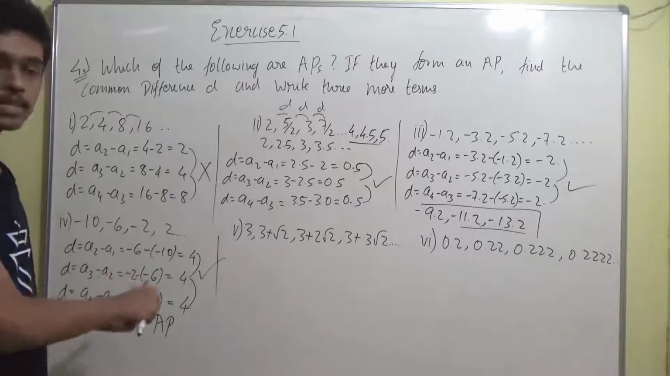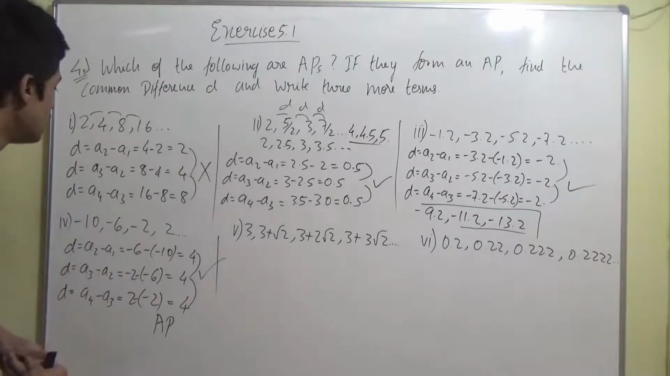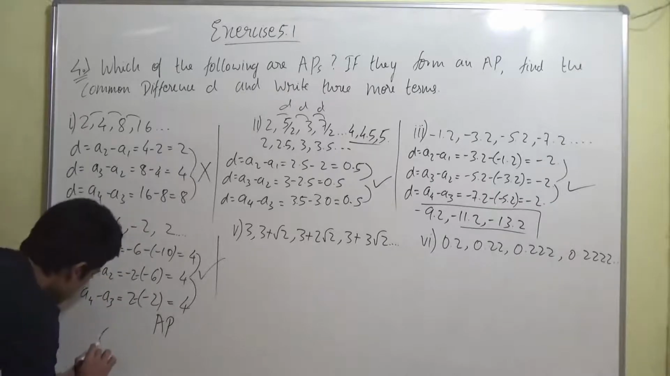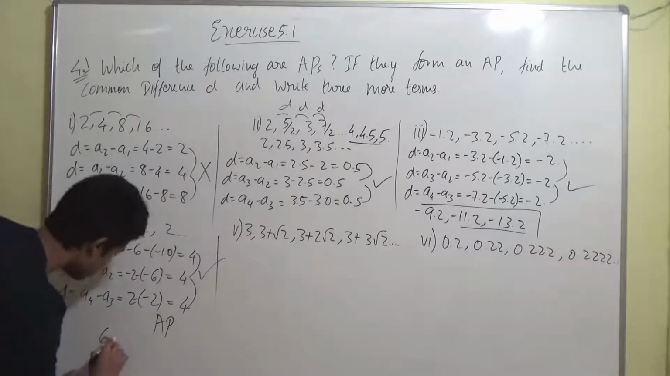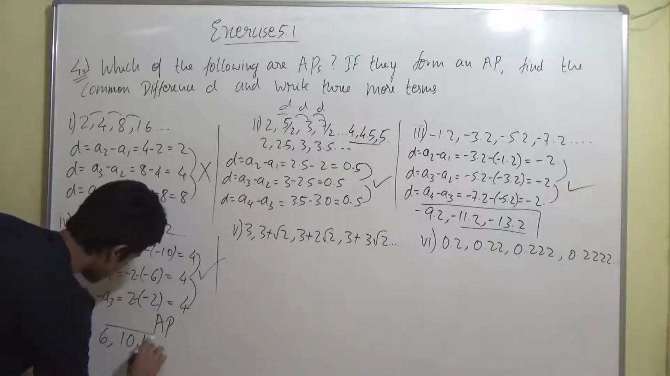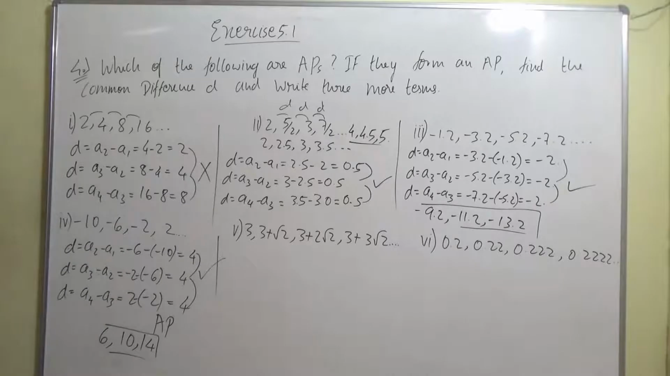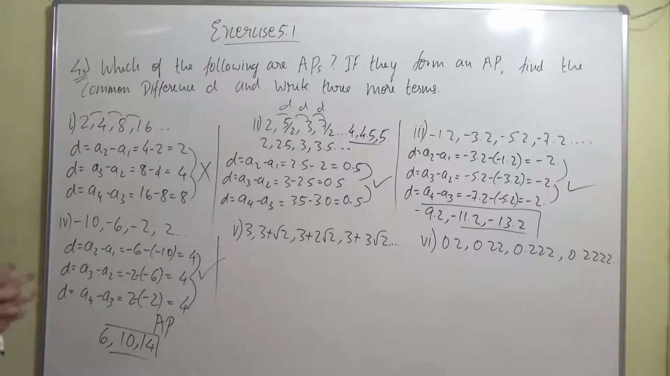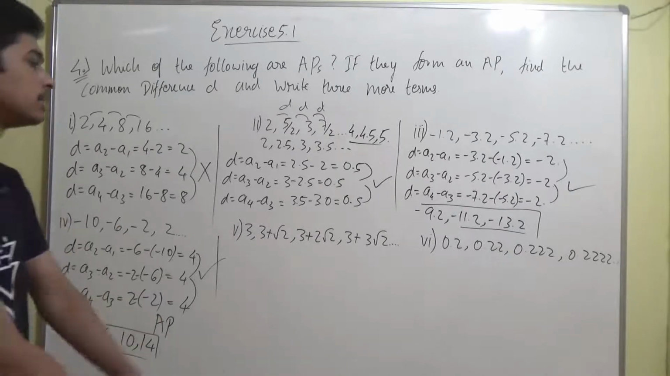So okay, since it's an AP, we have to find the next 3 terms as well. So the next 3 terms are going to be 2 plus 4, that will become 6, and then 6 plus 4, that will become 10, and then 10 plus 4, that will become 14. These are the next 3 terms in the series, right, guys? Now let's go to the 5th sub question, which is 3 comma 3 plus root 2 comma 3 plus 2 root 2 comma 3 plus 3 root 2.